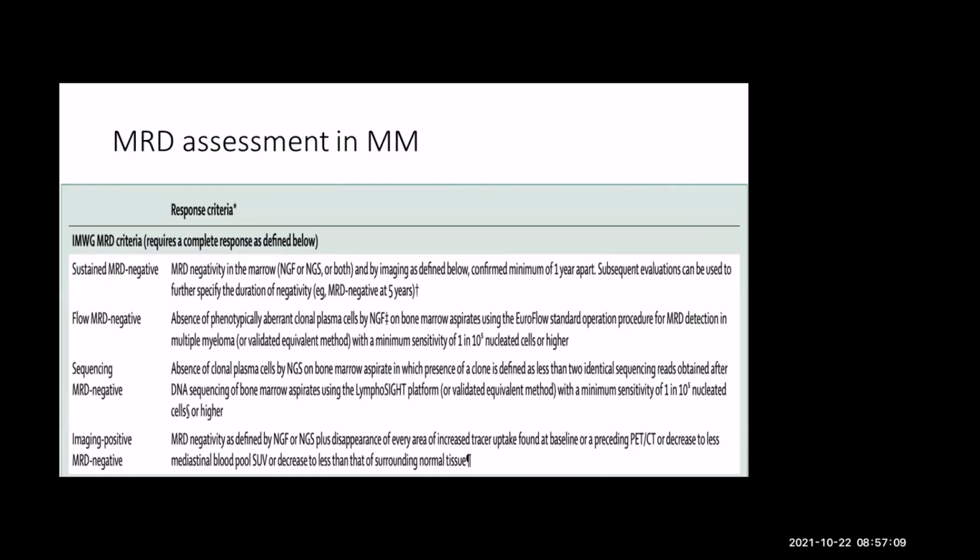Then they also recommend doing MRD assessments. So it could be imaging-negative MRD or a bone marrow flow-based MRD. So that is flow MRD negativity, and there are EuroFlow guidelines for the same. And you could also do MRD by next generation sequencing, the clonoSEQ assay.